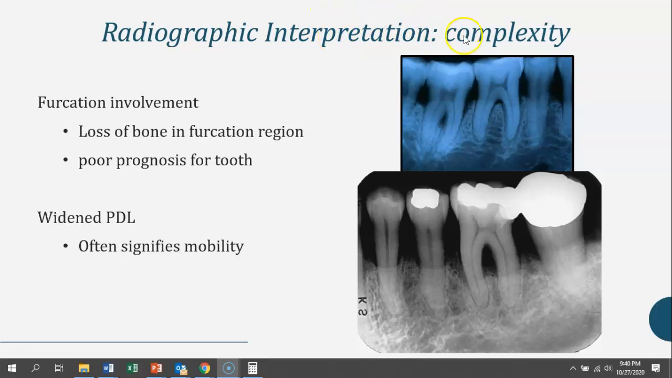Some more things that add to the complexity are the widened periodontal ligament space, and this often signifies mobility. So you can see these really widened spaces through here. These teeth are probably mobile, you can probably wiggle them even with your fingers and see some movement, at the very least with the two blunted ends of instruments, but that usually indicates some kind of mobility.